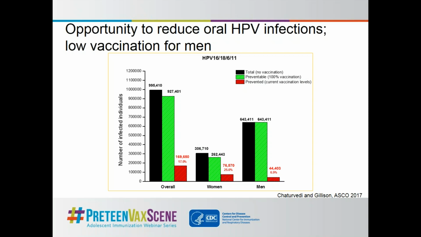And again, we don't have any prospective data for the vaccine and oral HPV infection, but in a cross-sectional study, when investigators asked individuals whether or not they had been vaccinated, we see that there was a significant reduction in oral HPV infection among those who had been vaccinated. Unfortunately, many people are not vaccinated in the United States, and so what we see is that there's a high number of preventable infections, and very few of the infections were actually prevented using the vaccine.